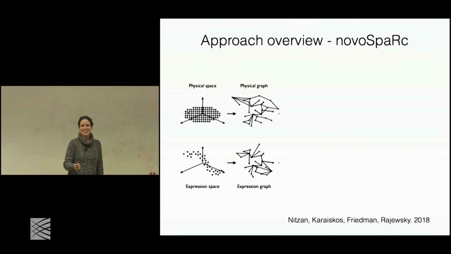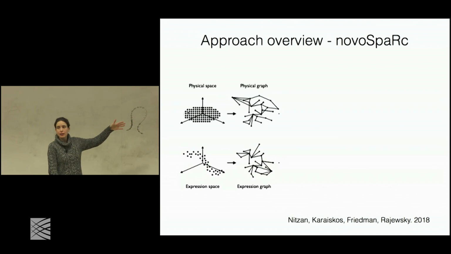Again, please ask questions. Yes. Yeah, so here in terms of constructing the graph, in terms of a metric: for the physical space, I'm starting with Euclidean distances. For the expression space, I'm starting with correlation-based distances, and I'm constructing a k-nearest neighbor graph based on something.